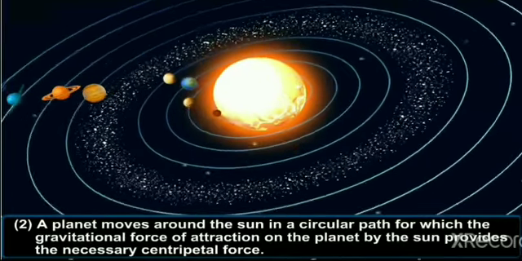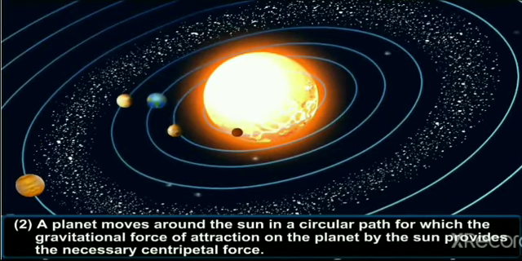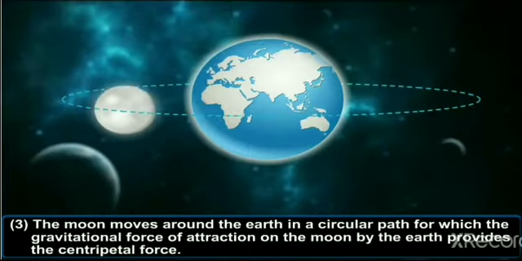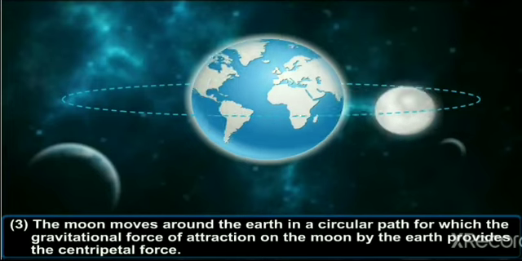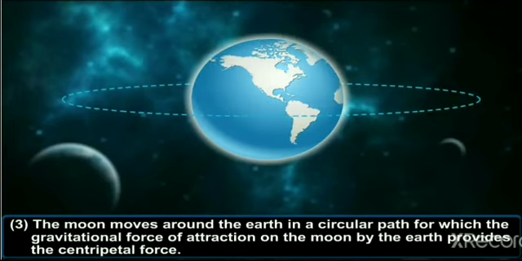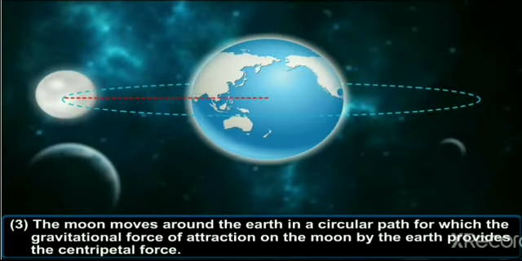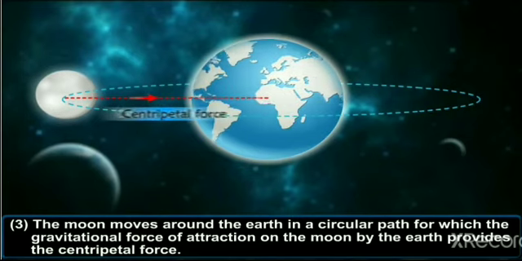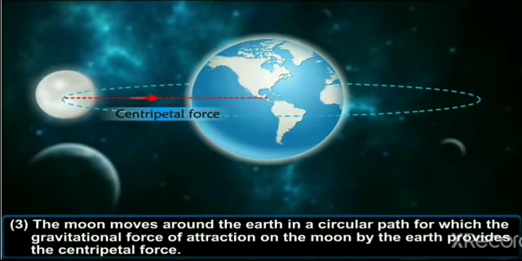2. A planet moves around the sun in a circular path for which the gravitational force of attraction on the planet by the sun provides the necessary centripetal force. 3. The moon moves around the earth in a circular path for which the gravitational force of attraction on the moon by the earth provides the centripetal force.